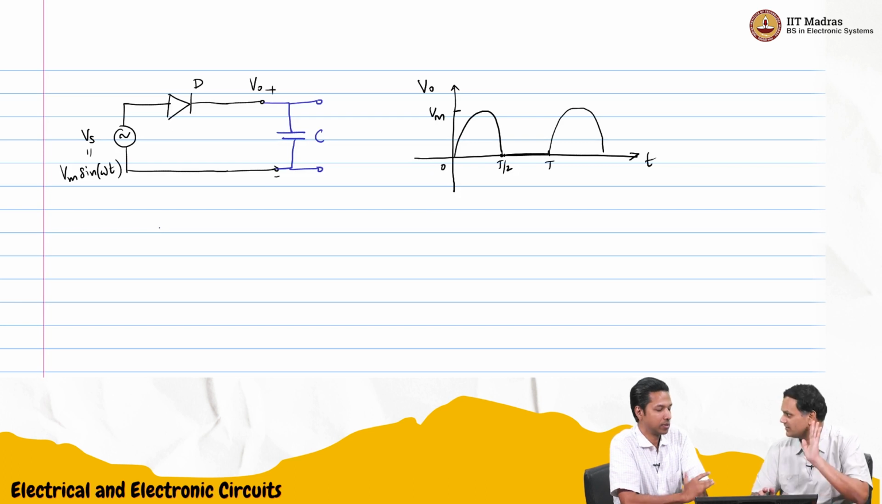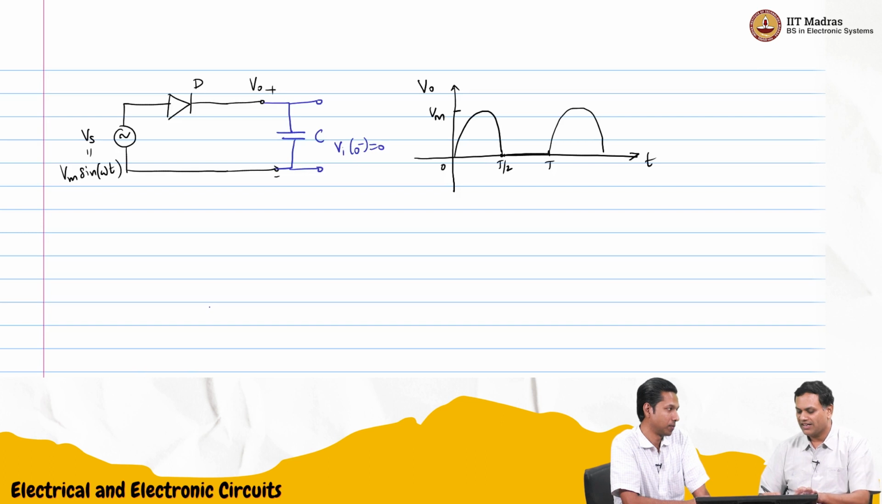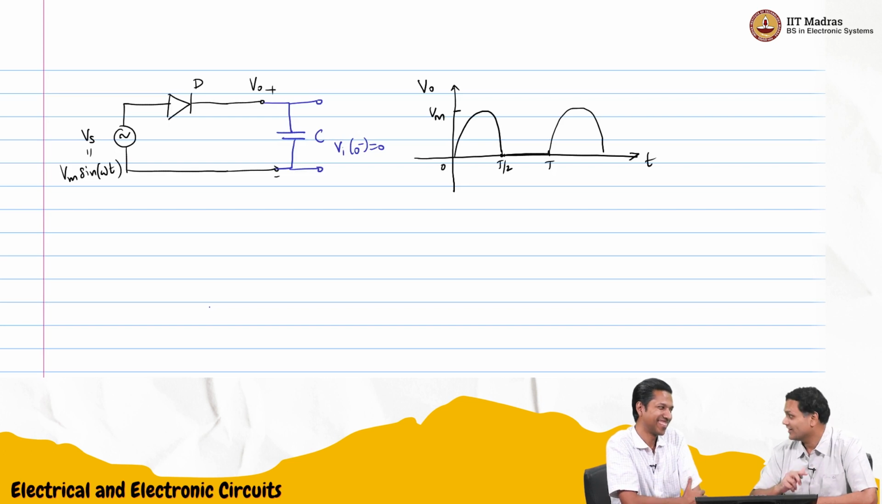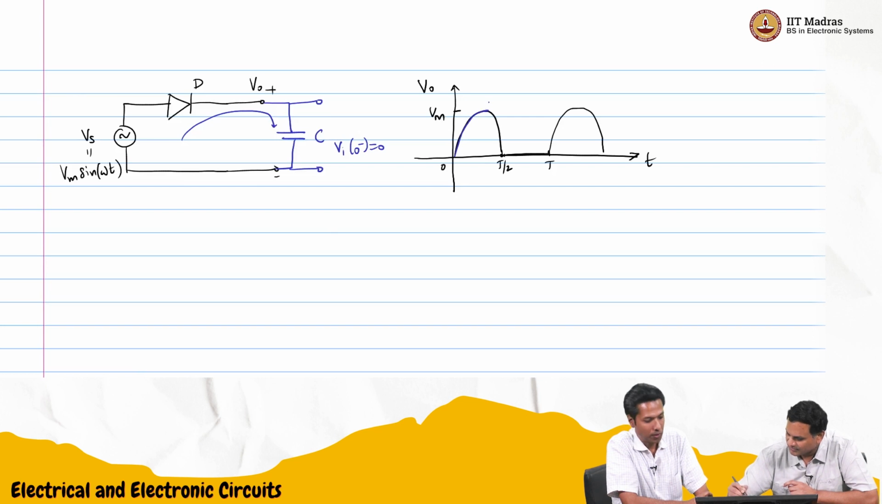Initially the capacitor is at 0 volts, so the initial VI is 0. And at t equal to 0, the sinusoid starts. So then what will happen? In the positive half cycle, the diode is short circuited, so the capacitor is charged. The current will flow like this. So it will charge and follow this curve till Vmax.